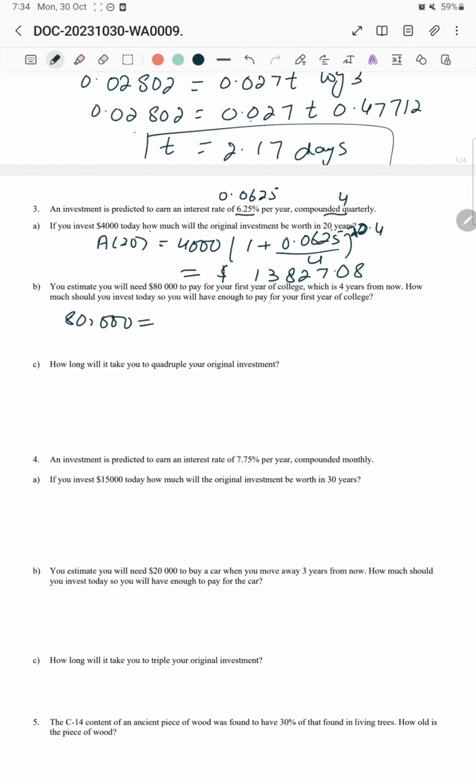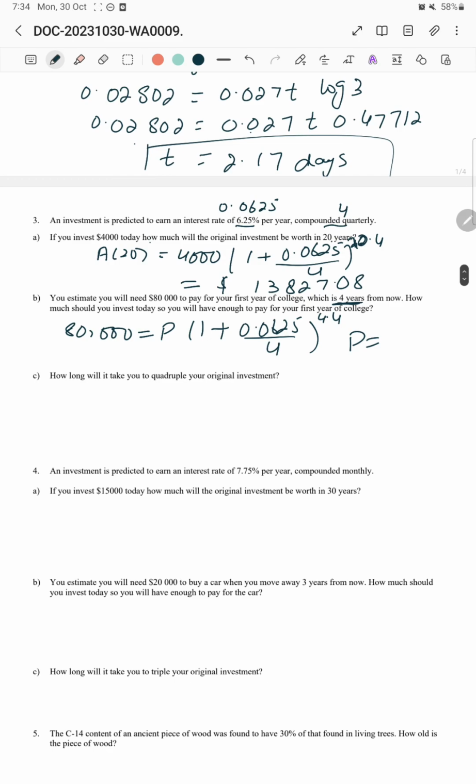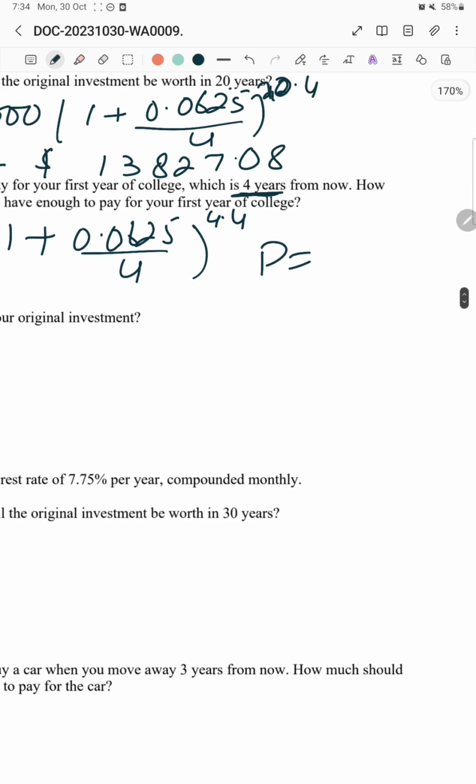You estimate you will need $80,000 to pay for your first year of college, which is 4 years from now. How much should you invest? With 0.0625 divided by 4, and it is 4 years to college and quarterly, so 4 into 4. So doing all the calculations, P will be, so I'm not doing the calculations as I have already told you that you will use logarithm and then exponential to do the calculations.